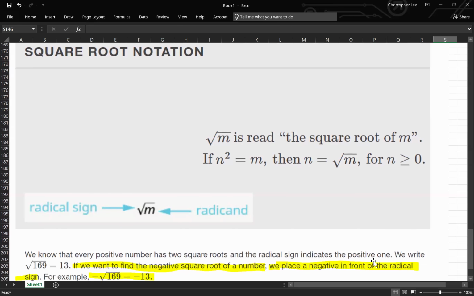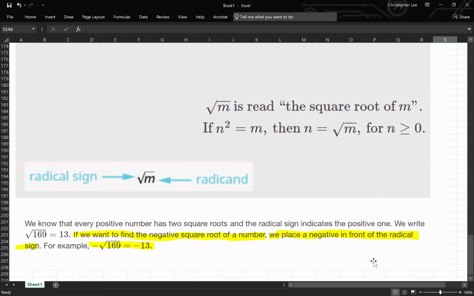So we know that every positive number has two square roots, and the radical sign indicates the positive one. We write the square root of 169 equal to 13. If we want to find the negative square root of a number, we place a negative in front of the radical sign. So for example, negative square root of 169 is equal to negative 13. Not too bad.